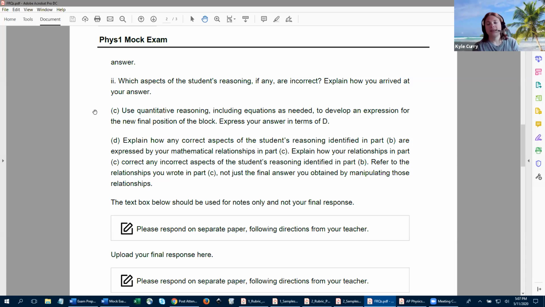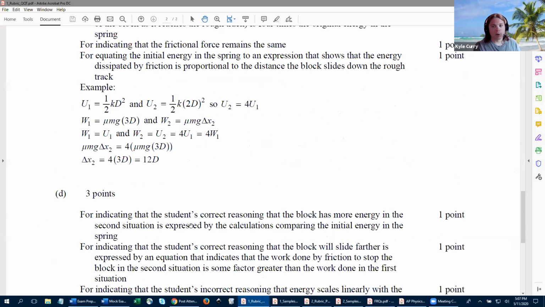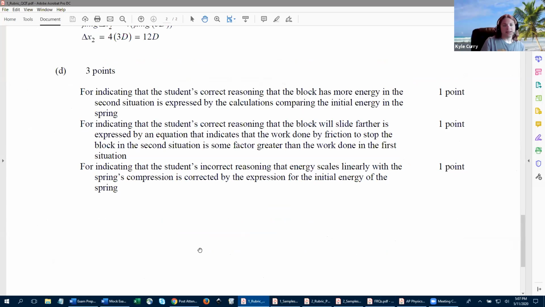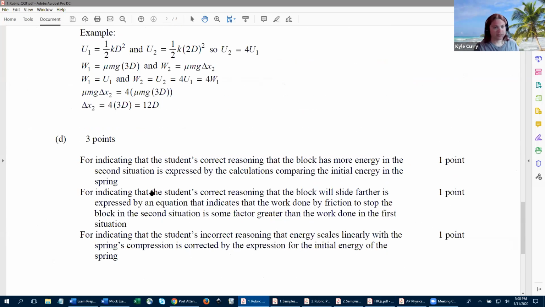The work is given. Now you explain, if we tell you that the work is correct, these equations are correct, these steps are correct, which aspects of this derivation connect in with correct reasoning, which aspects of this derivation or this calculation make a student understand that what was said was actually incorrect in whatever claim the student in the storyline has given. So if we look at the rubric here, part D is worth 3 points. For indicating that the student's correct reasoning that the block has more energy in the second situation is expressed by the calculations comparing the initial and final energies in the spring, is essentially what that is saying.